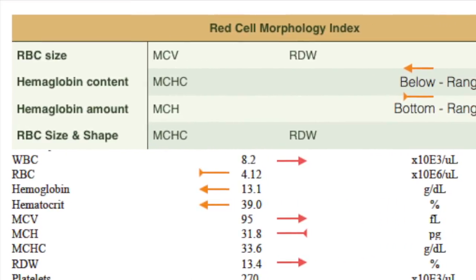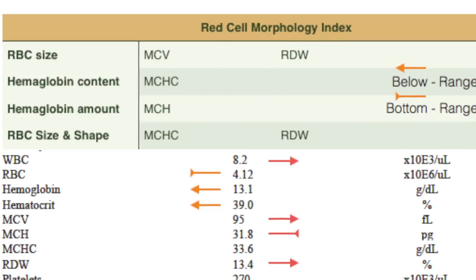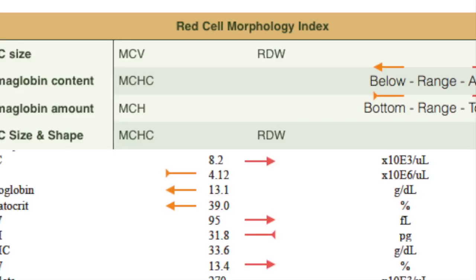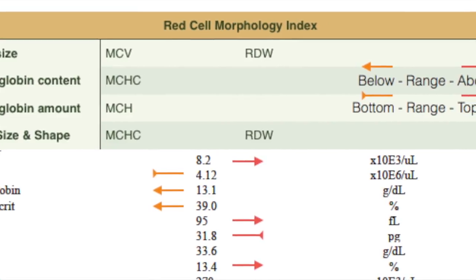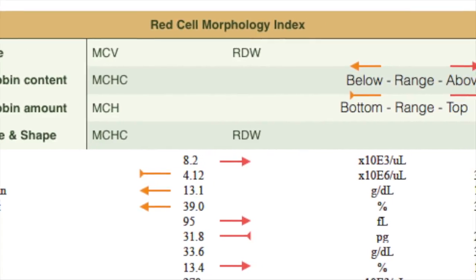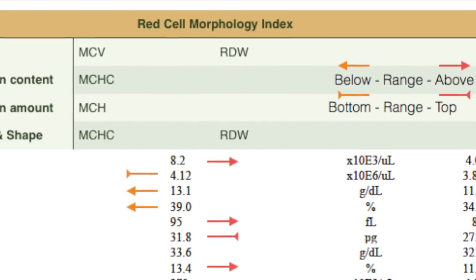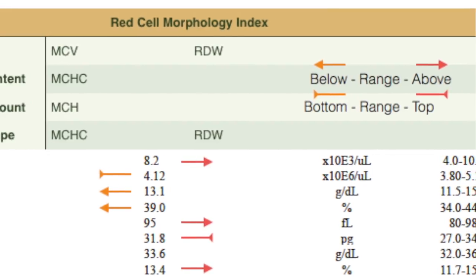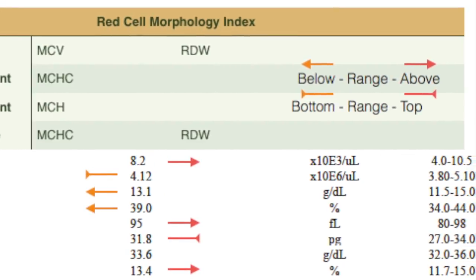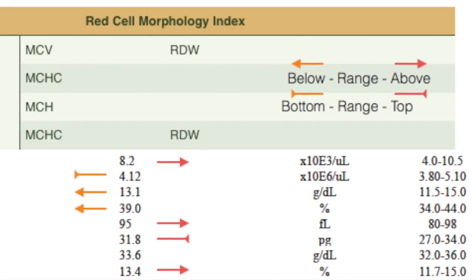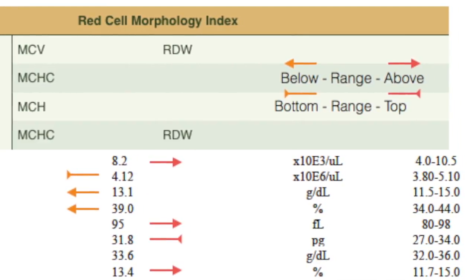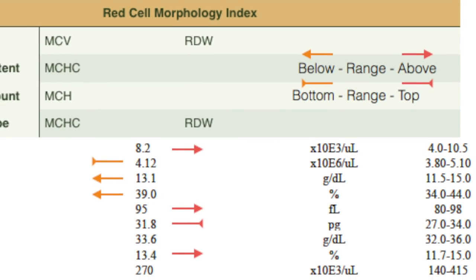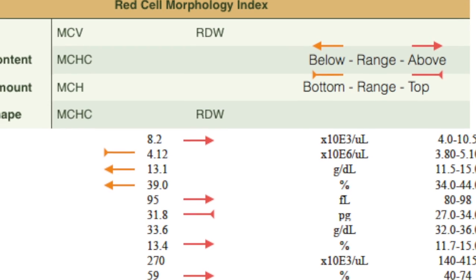Red cell indices, MCV, MCH, and MCHC, are calculated from hemoglobin, hematocrit, and the red blood cell count. Most clinical laboratories now use automated machines to perform the blood cell counts, commonly called CBCs, that include the indices as part of the profile. Variations in the size of the cells, or anisocytosis, can be quantified and expressed as the red cell distribution width, or as the red cell morphology index.